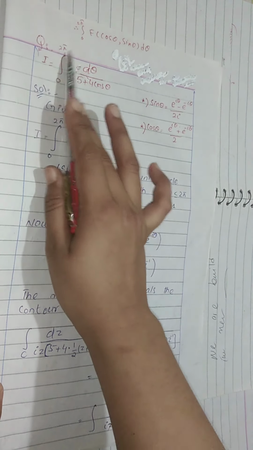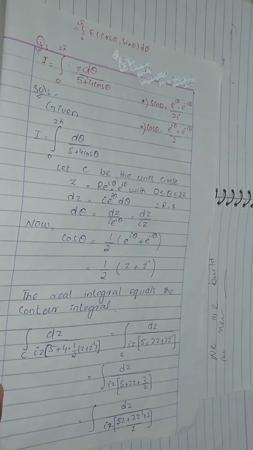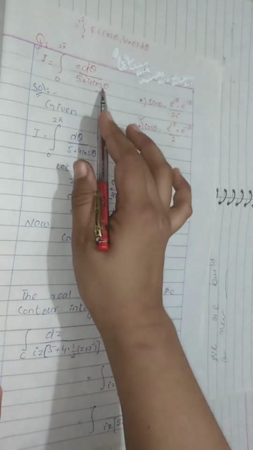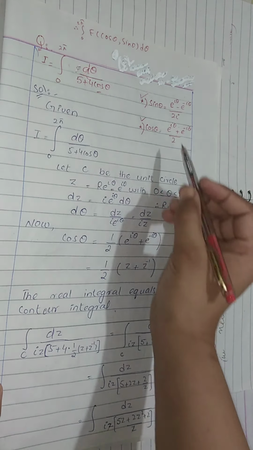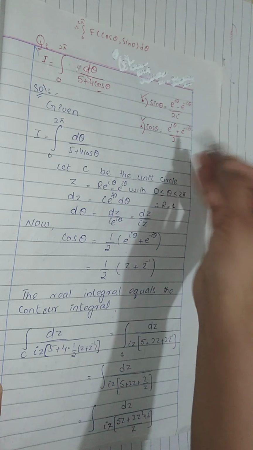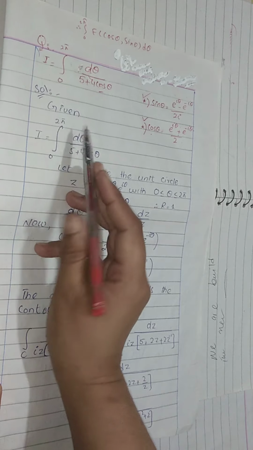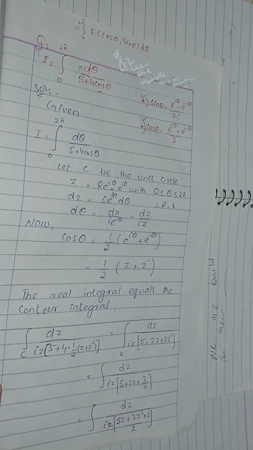We have the integration from 0 to 2 pi d theta over 5 plus 4 cos theta. If we have cos theta, then we use this formula. If we have sin theta, then we use this formula. We know cos theta is equal to e to the iota theta plus e to the minus iota theta, divided by 2.